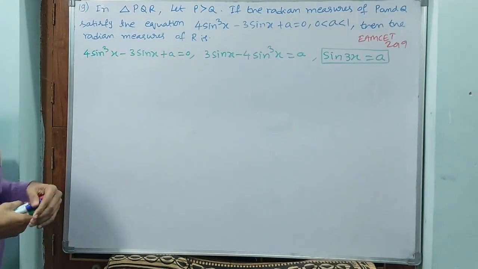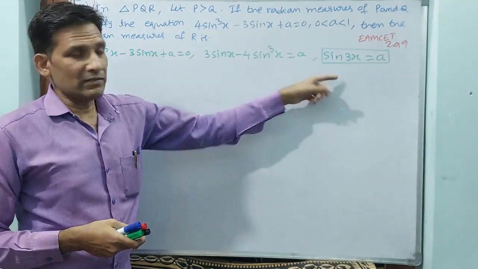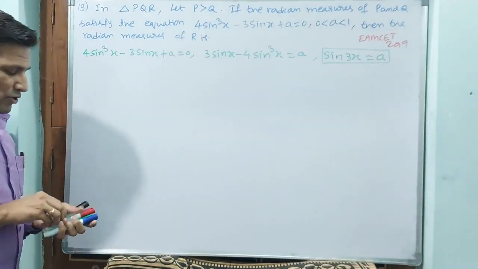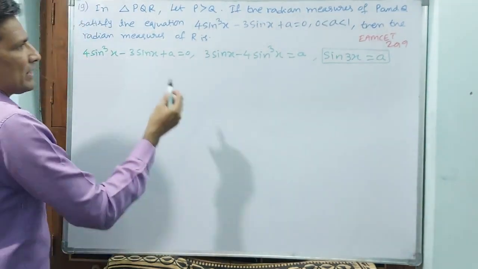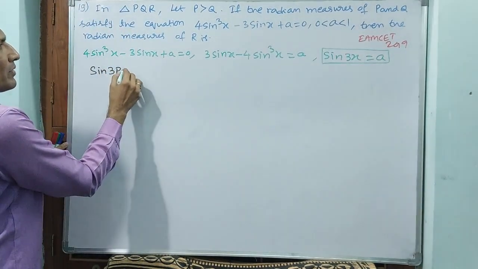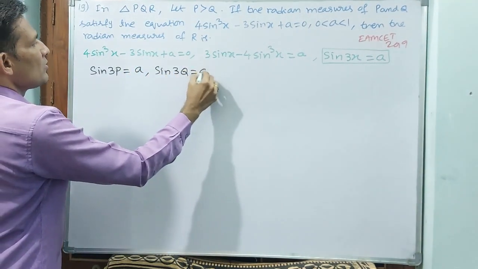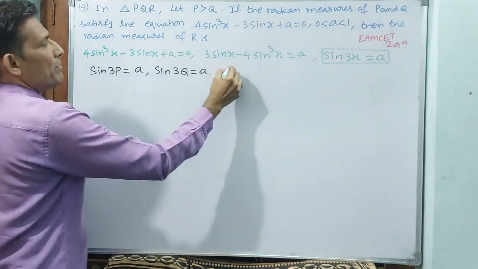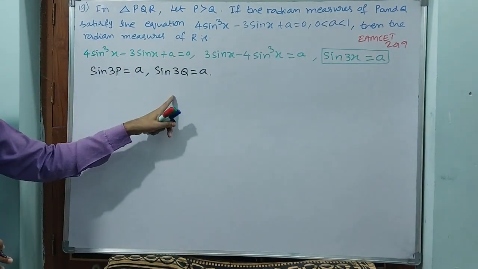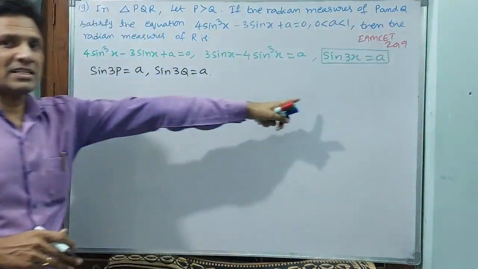Now go back. What they have written clearly, you see: radian measures of P and Q both satisfy this equation. From this equation only you have brought this equation, which means P and Q both should satisfy it. If P and Q satisfy it, shall I write like this? See, x means angle only. That means sin 3P is equal to a, sin 3Q is equal to a, because P and Q both satisfy this equation. In x place I will keep P, in x place I will keep Q also.